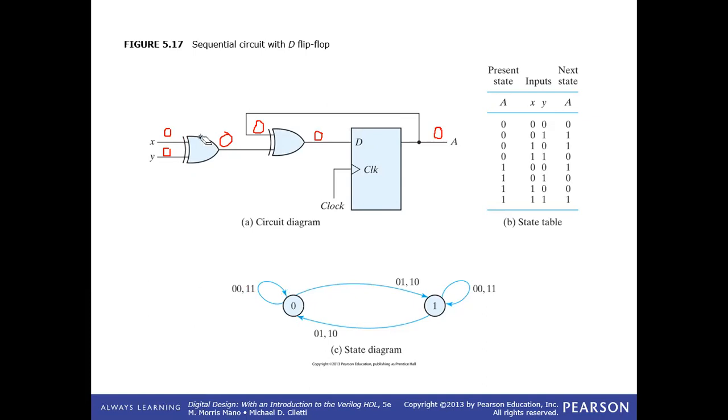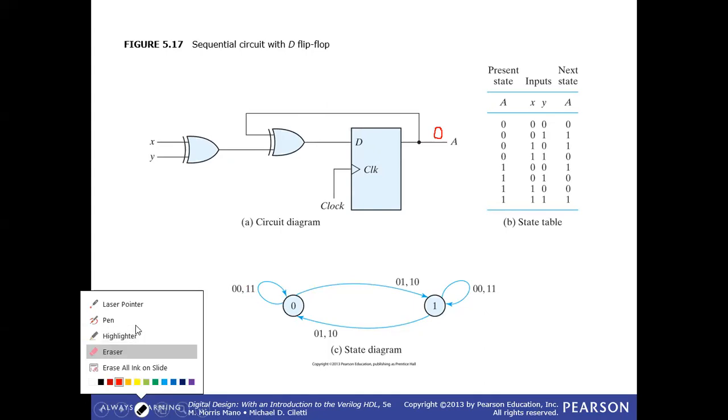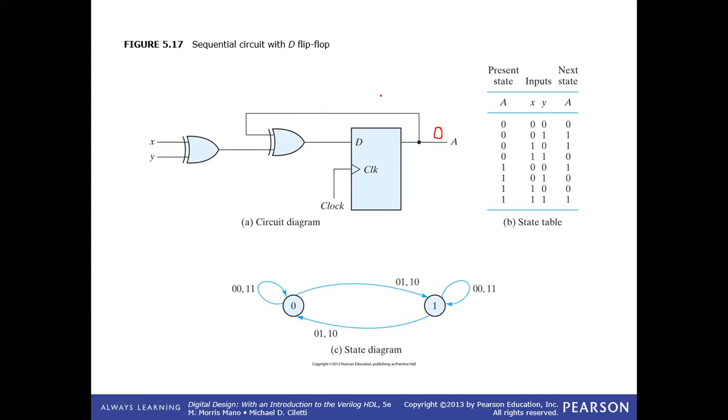So if we have this case where A is equal to 0, and now I apply a 1, 1 over here, 1 and a 1. What's going to be the output over here? 0. Yes. And here, 0. So we have a 0 output of this XOR gate again, right? Yes, sir. So A retains the value 0.